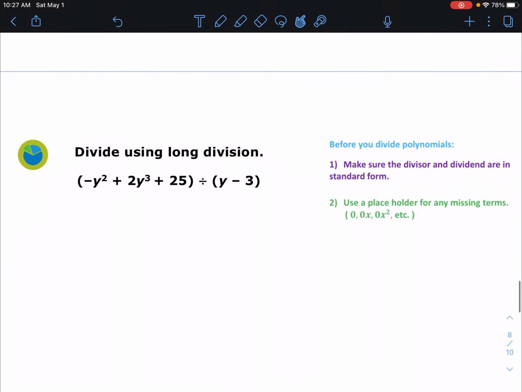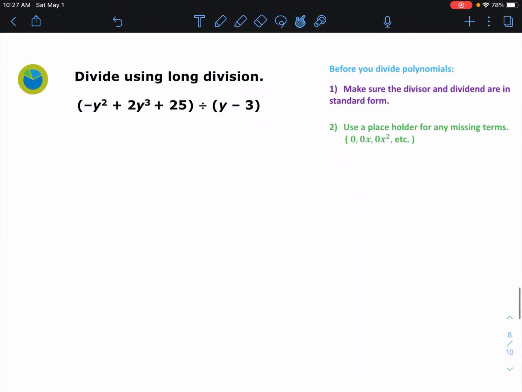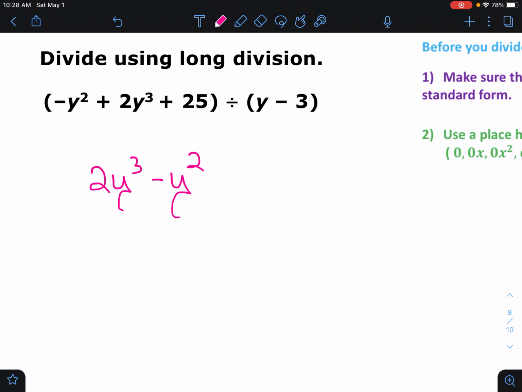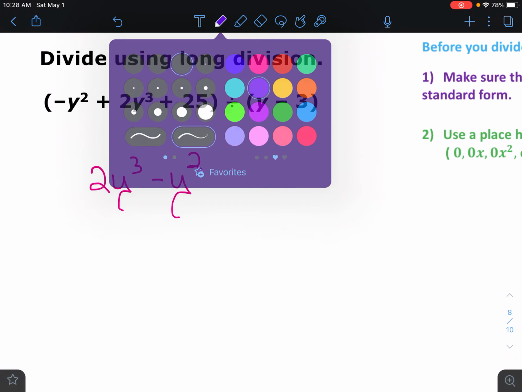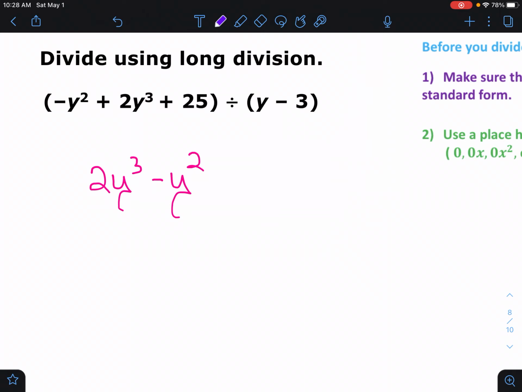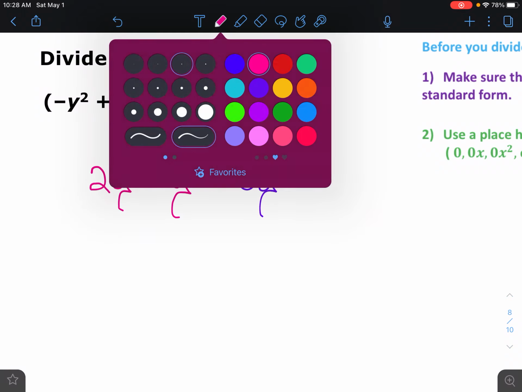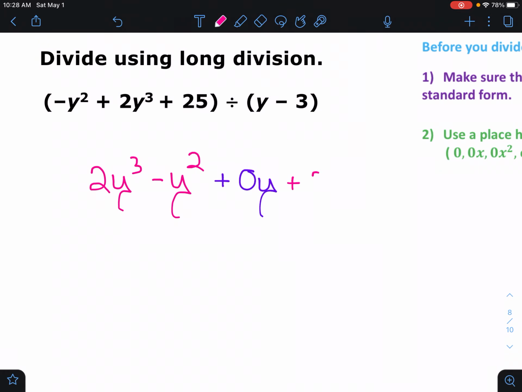All right, we're going to try another one. And here we go. This one is clearly not in standard form, and there's also some missing terms. So I'm going to start by rewriting my divisor. 2y to the third would be first, minus y squared. And now I don't have a y term, so I'm going to need a placeholder. I'm going to write that in a different color. I don't have a y term, so I'm going to say plus 0y, and then plus 25.